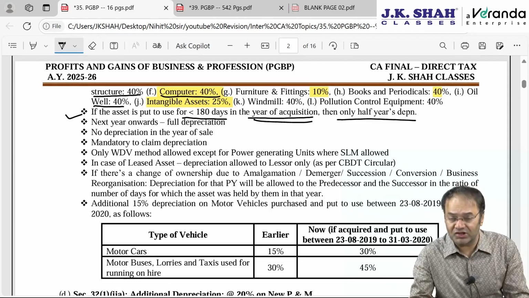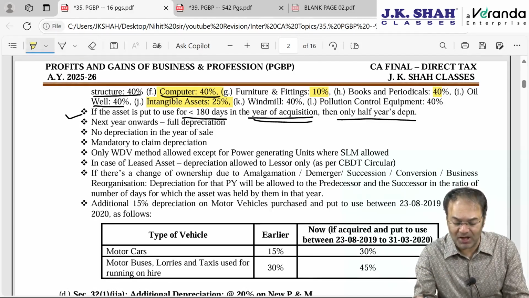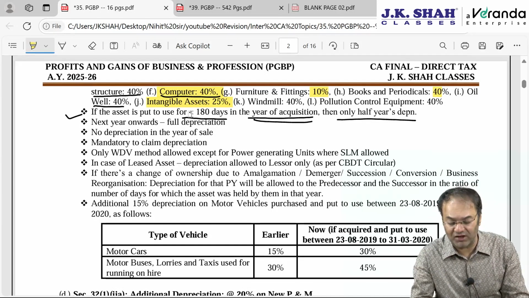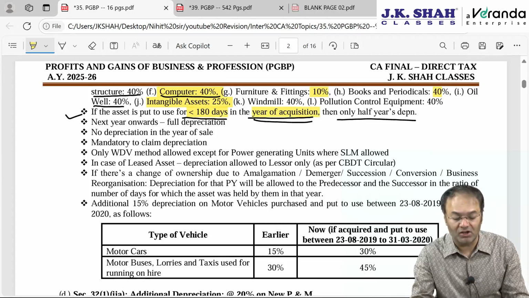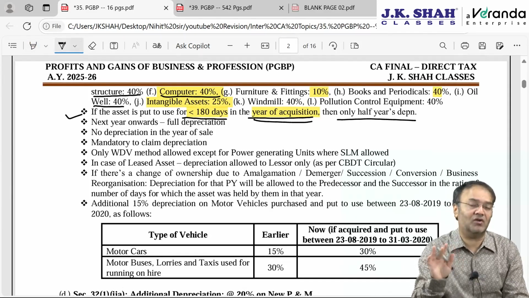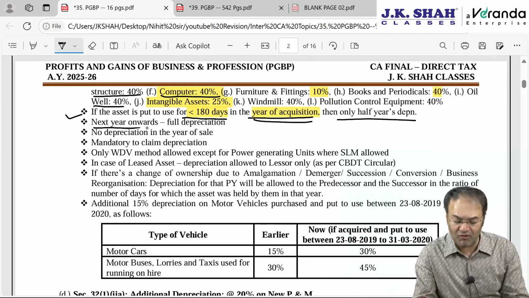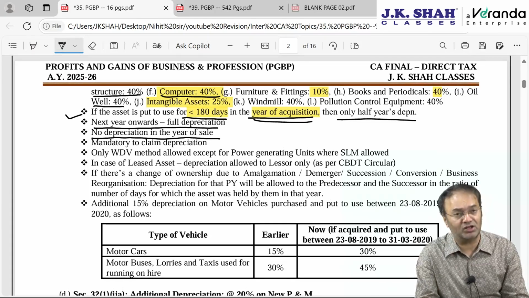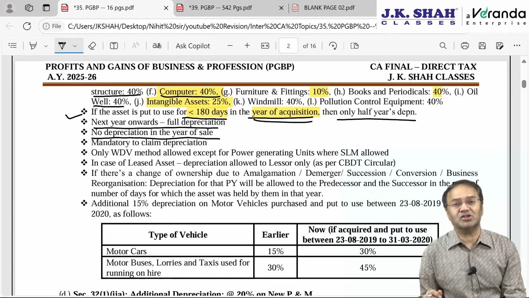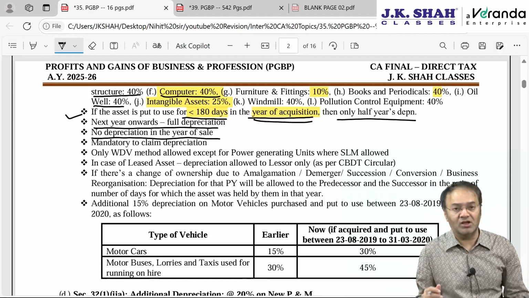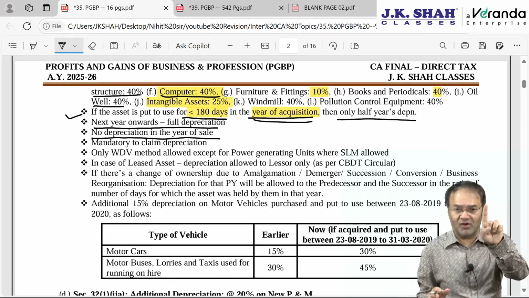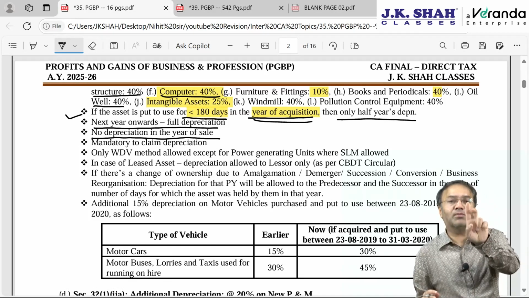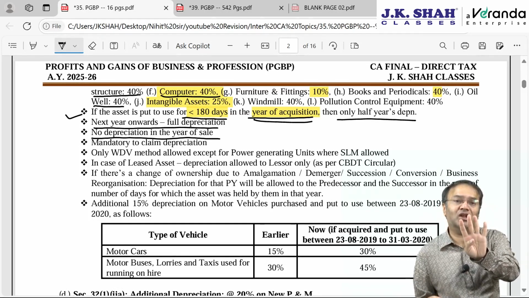Remember it, this half depreciation concept is applicable only if 2 conditions are satisfied, put to use for less than 180 days and that too in the year of acquisition itself. Then only half year depreciation, otherwise full year depreciation. Next year onwards full depreciation and no depreciation in the year of sale. Why no depreciation in the year of sale? Because of the format. The format is divided into 3 points, opening WDV or the cost of acquisition of the asset, opening plus purchase minus sales, and thereafter on the balance amount we claim depreciation.